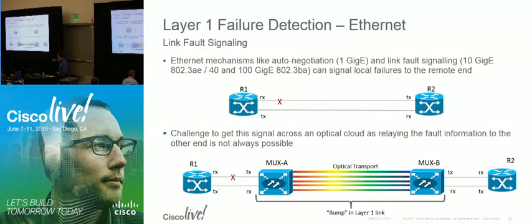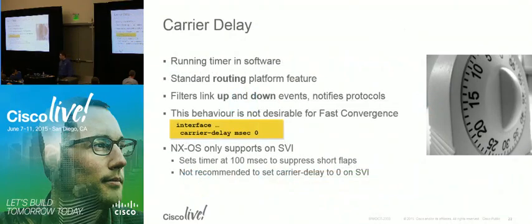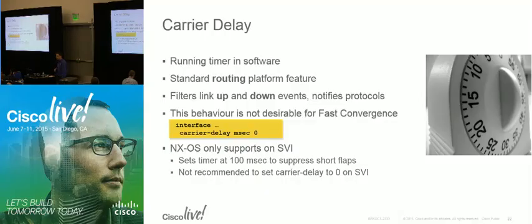So maybe this will be a layer 2 mechanism, such as UDLD, or maybe this will be a layer 3 mechanism, such as BFD. Okay? We have a couple of timers that we have on layer 1, things that essentially delay the link down notification. First thing is carrier delay. How many folks heard about carrier delay? Okay, I got some hands up.